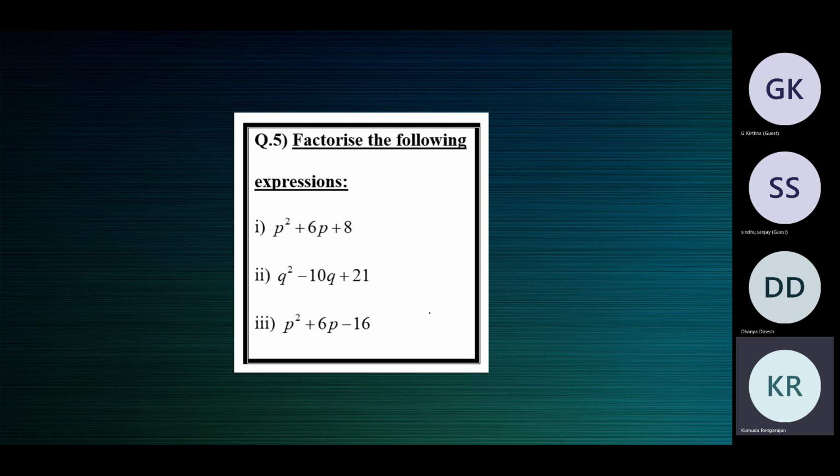Now, how do we factorize by splitting the middle term? We have done it earlier. Let's recall. The coefficient of p squared is 1. The coefficient of p is 6 and the constant is 8. You must consider the terms in this order: p squared, p and then the constant. 1, 6 and 8 are the coefficients. The sum is the coefficient of the middle term, 6.